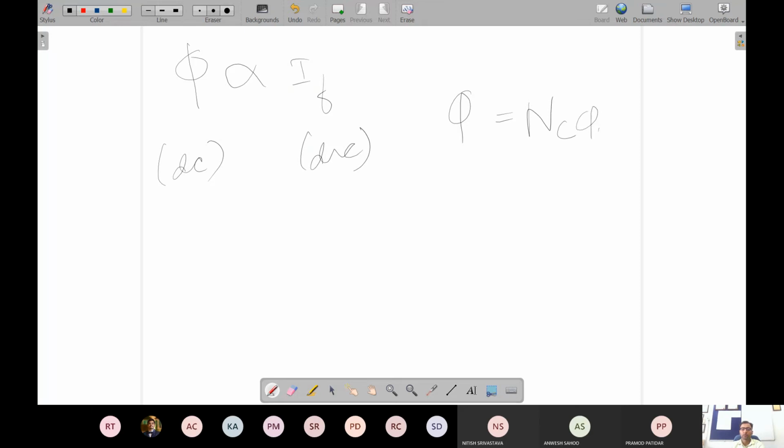So let's say NC phi max, or directly you can just write phi max sine omega t. This comes into the picture because, though it is a DC flux, it is rotating in this particular air gap, and that is the flux which is being established.